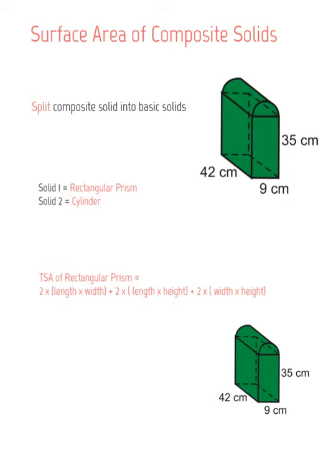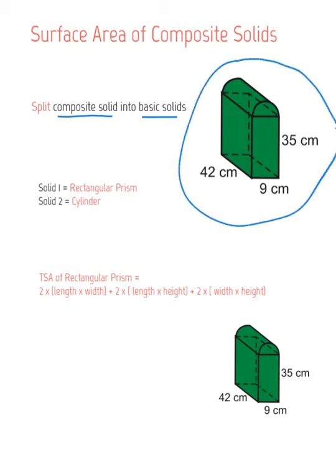Hi everyone, in this video we will have a look at finding the surface area of composite solids. So first thing first, when we have a composite solid, we need to split it up into basic solids. Now with this example over here, I have two basic solids that make up my composite solid. First of all, I have a rectangular prism, and second of all, I have half of a cylinder.